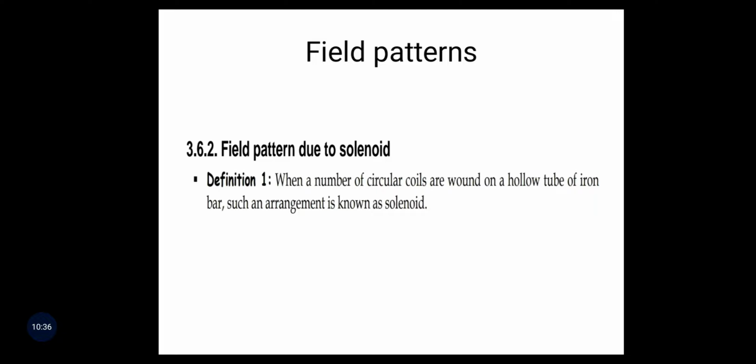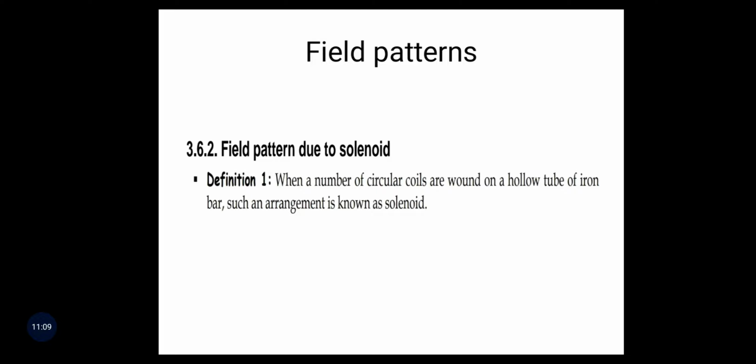Next, we are discussing the field pattern due to a solenoid. When a number of circular coils are wound on a hollow tube of iron bar, such an arrangement is known as a solenoid. First of all, what is meant by solenoid?